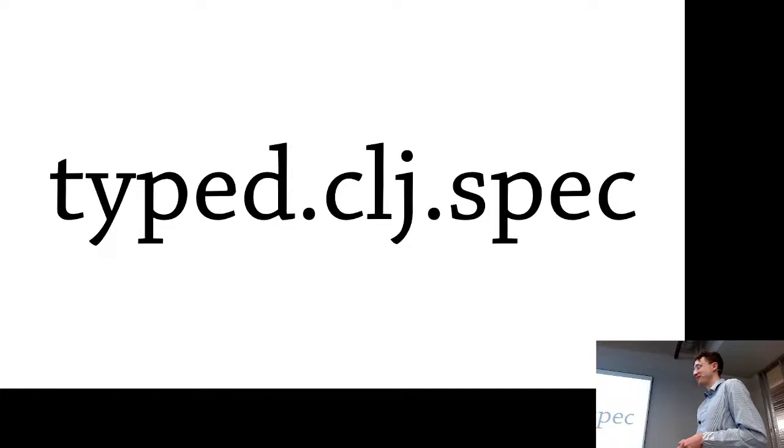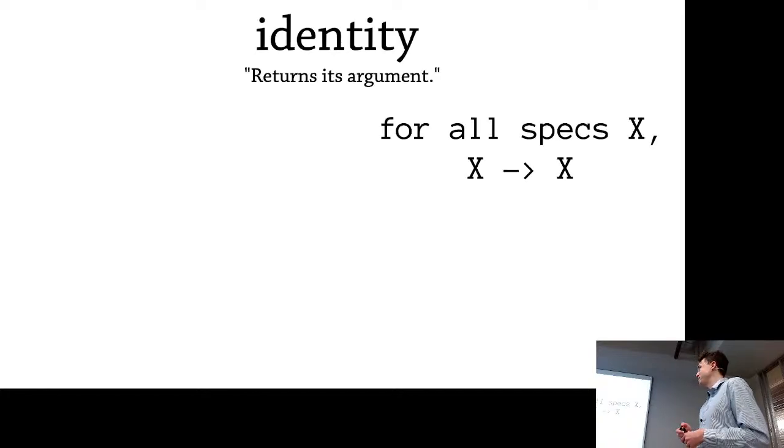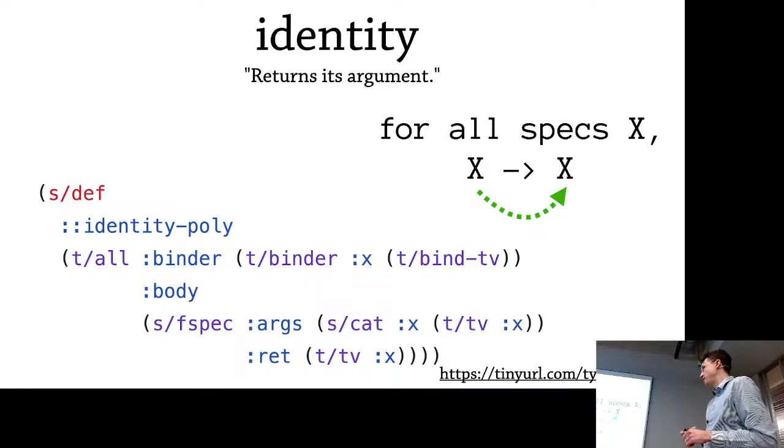So with that out of the way, let's show what the identity spec looks like. Again, this is the pseudocode for the spec. For all specs X, X to X, and here's the data flow. And then here's the spec for identity that actually checks whether it returns its argument. If you want to check out this library, it's at tinyurl.com/type-clj-spec, or check it out at the Typed Clojure GitHub page.